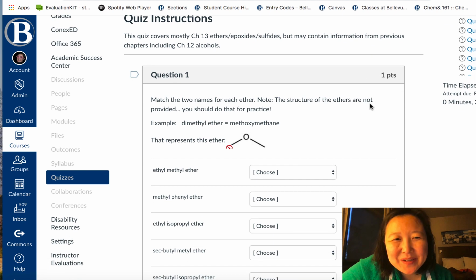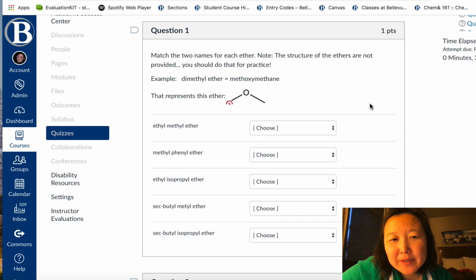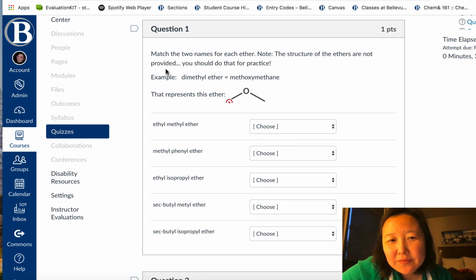Hey everybody, so here we are with a quiz on ethers, and I'd like to explain some of the ones here. For this first one, I'm just matching the names. Remember, you have two systems of naming. This here could be called methyl ether or dimethyl ether. That's one system: name the R group, name the other R group, list them in alphabetical order, and then add the word ether to account for the oxygen in between them.